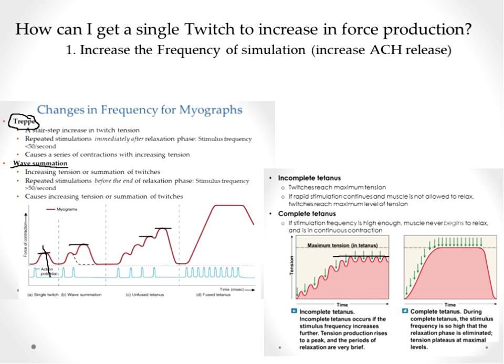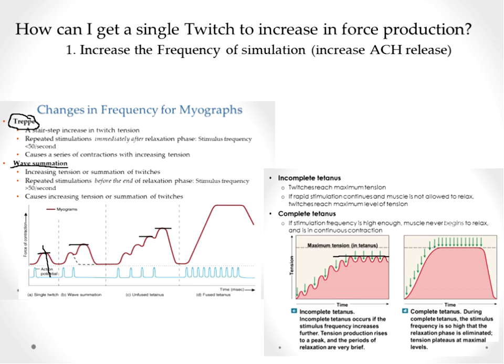So it started its twitch, it's gone through its contractile peak, but as it's starting to put calcium back into the sarcoplasmic reticulum, going back to its sarcomere resting level, I ask it to contract again. And in doing so, I get wave summation, and eventually I can see a fixed kind of maximal force production called incomplete tetany.